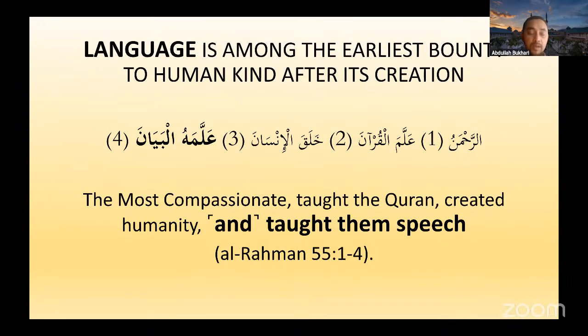Okay? And among the earliest bounties or ni'mah to humankind after its creation is language. Because if you open Surah Ar-Rahman, Allah says Ar-Rahman, the most compassionate. Allah is the most compassionate. الرَّحْمَن عَلَّمَ الْقُرْآنَ. Among the signs of his compassion to human beings, what is it? Allam al-Quran, he taught the whole Quran to human beings. And then خَلَقَ الْإِنسَانَ, he created humanity. And then right after the creation of humanity, Allah says عَلَّمَهُ الْبَيَانَ, and taught them speech.